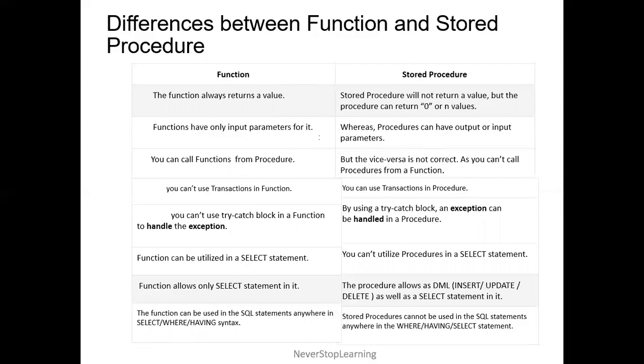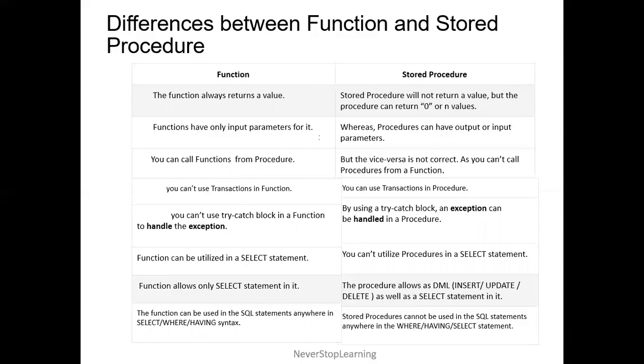So we don't have to mention in the function bracket that it's an in type or what type, because ultimately it is only taking input parameters, and by default if I'm not mentioning anything at the time of function declaration, by default it's input, right? Whereas in procedure I have to mention in, then variable name, and then the data type, or out, or in out. So I have to mention the parameter type. You can call a function from a procedure, but vice versa is not correct. You cannot call a procedure from a function.